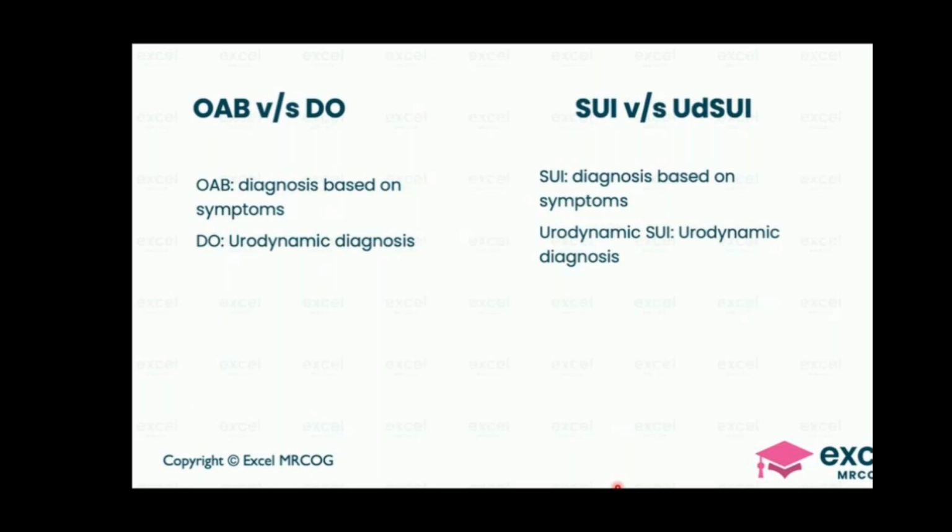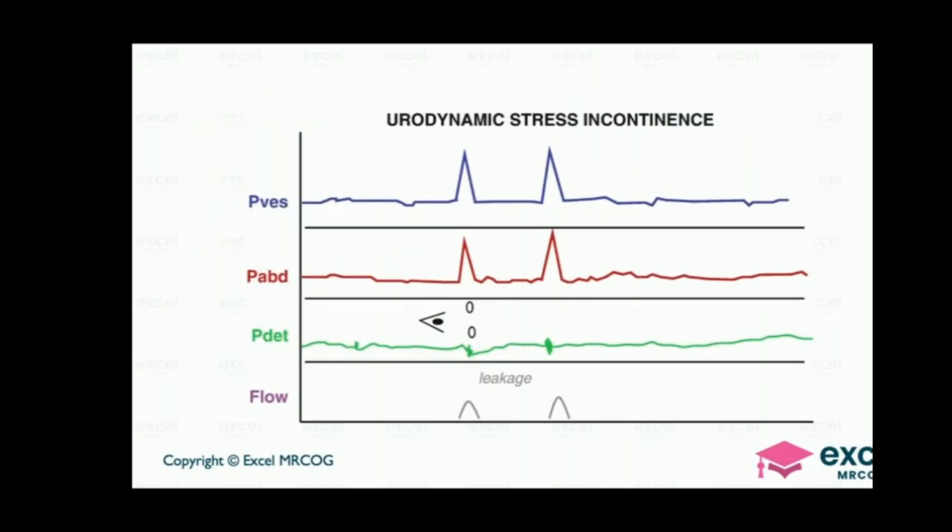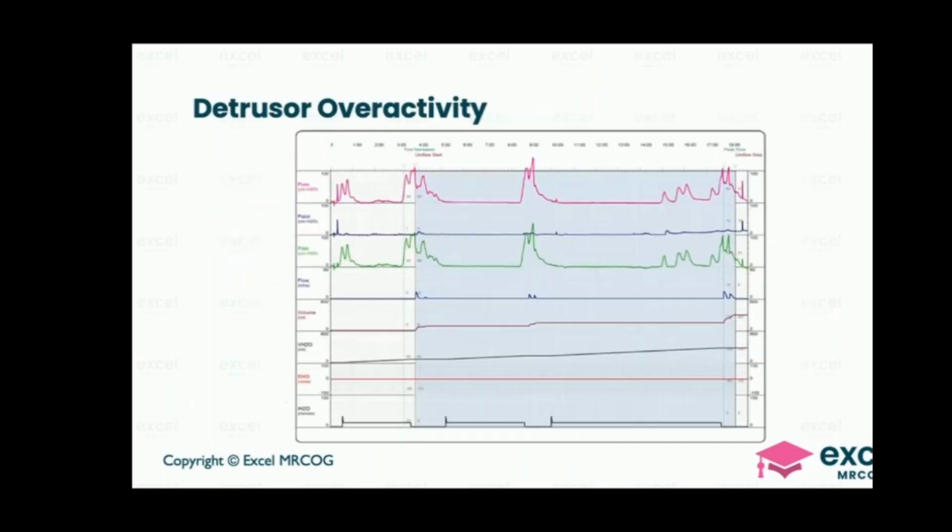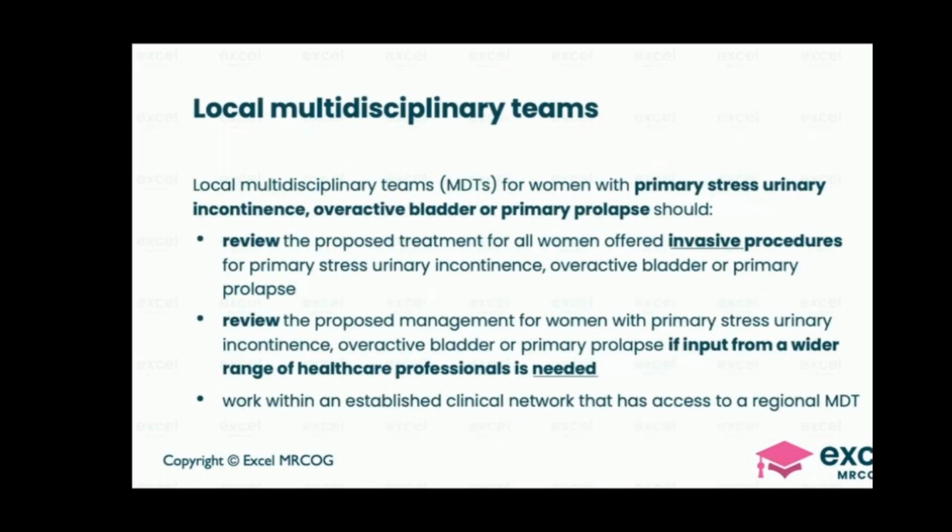Yeah. Okay, so going to the next one. So this is urodynamic stress incontinence. We'll see this later as well. All right. Now there is this question that may come for you in the exam about local multidisciplinary team and regional multidisciplinary team. There are two types of MDTs that deal with problems of incontinence or lower urinary tract symptoms. The first one is the local MDT.